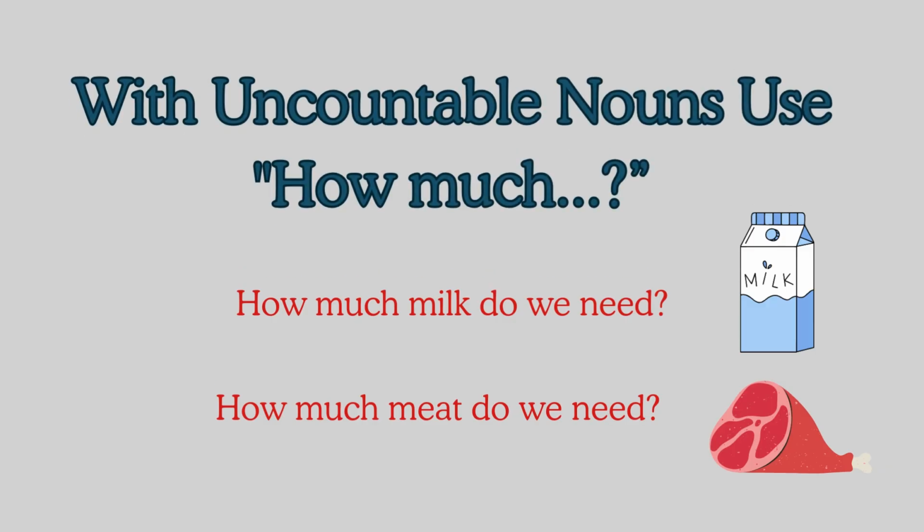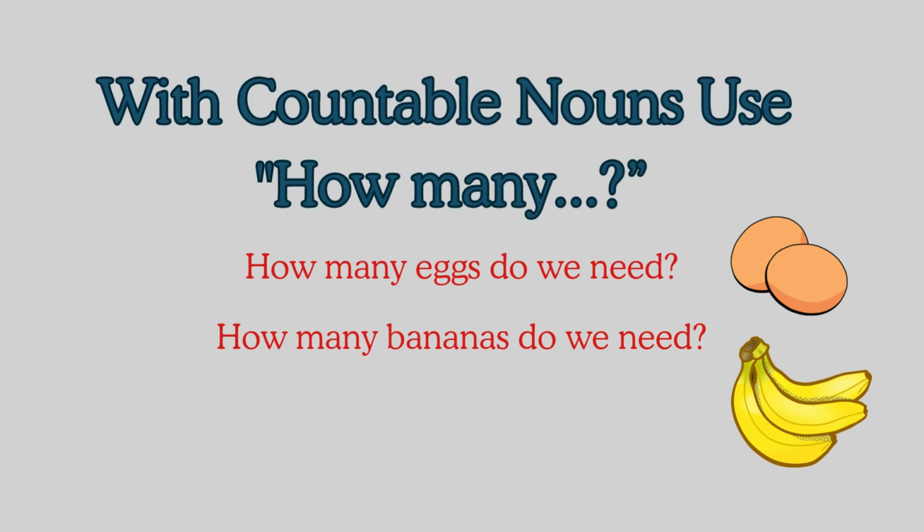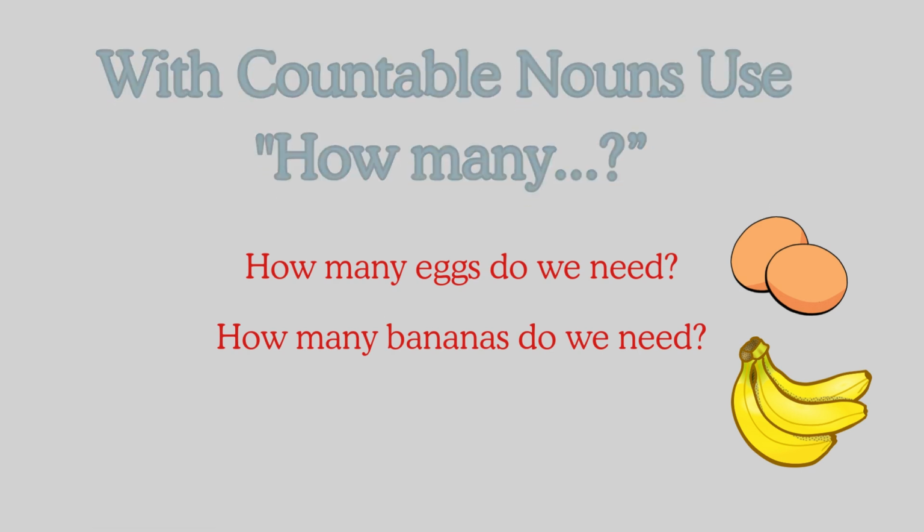With uncountable nouns, use how much in a question. For example, how much milk do we need? How much meat do we need? With countable nouns, use how many in a question. For example, how many eggs do we need? How many bananas do we need?